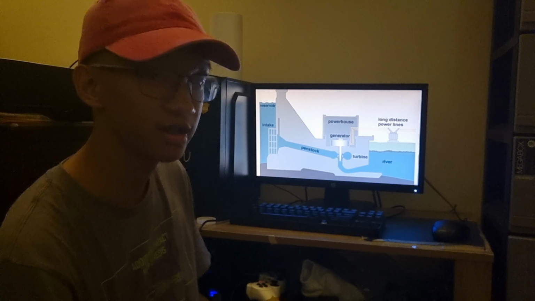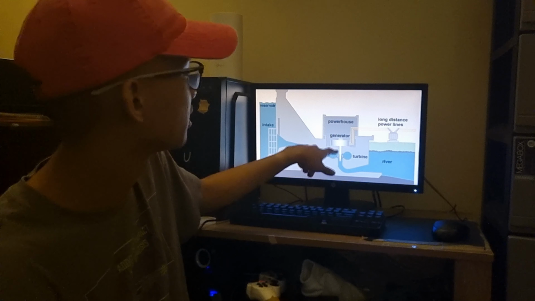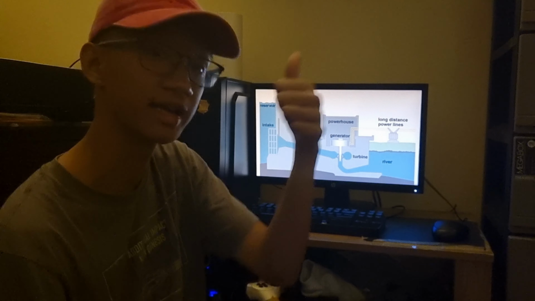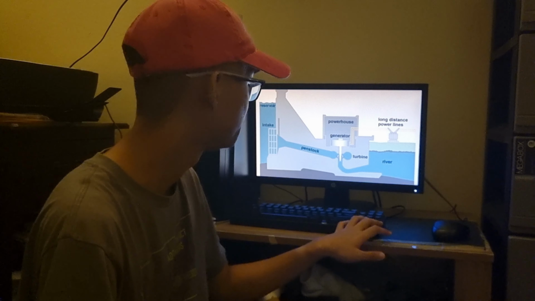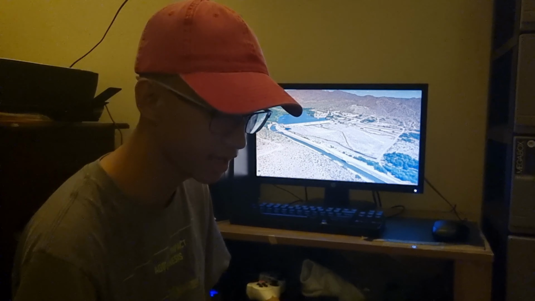Okay, that should be enough. That's literally the most simple way of explaining the process: kinetic, mechanical, electric energy. That's it. It's not hard. Next are the examples of dams, the designs of dams.